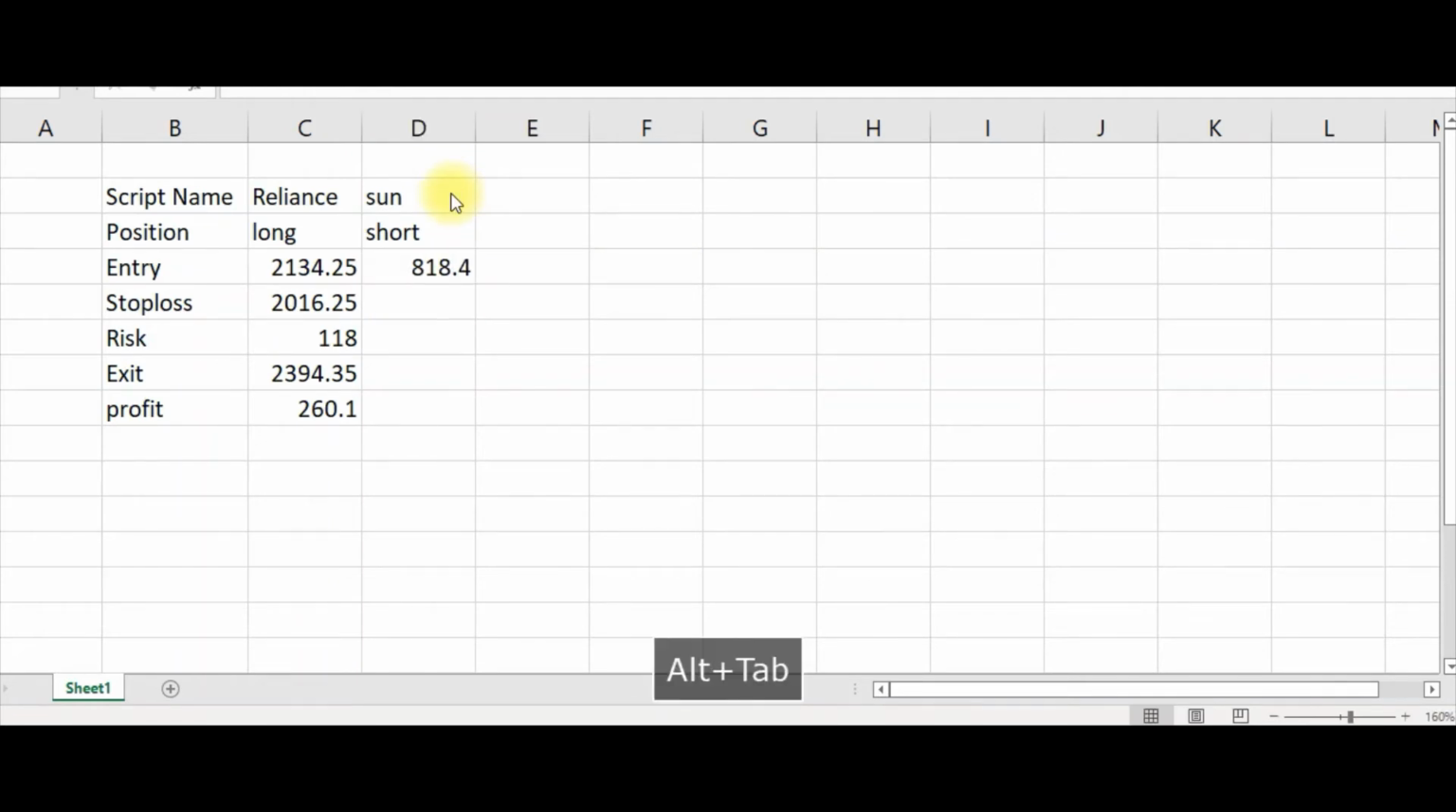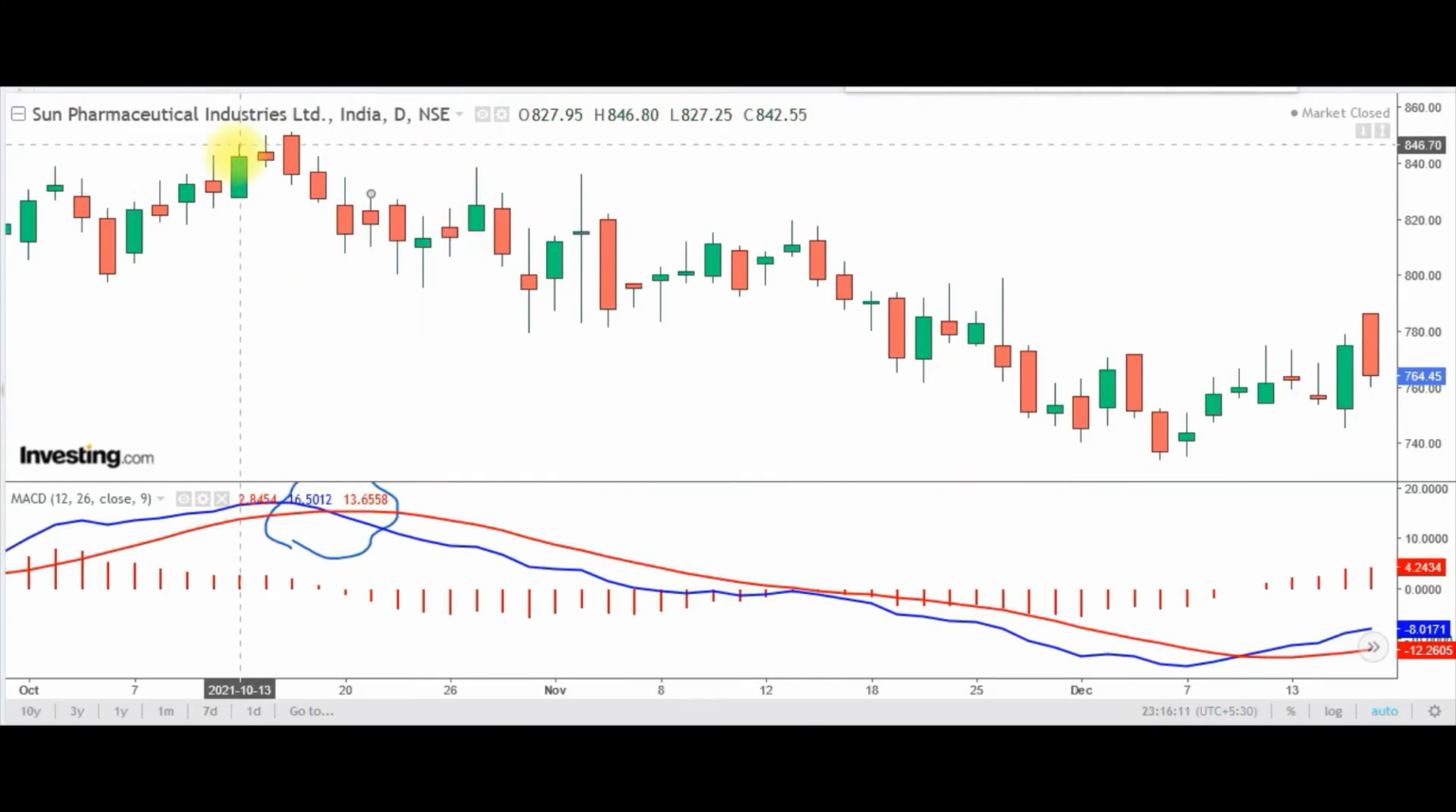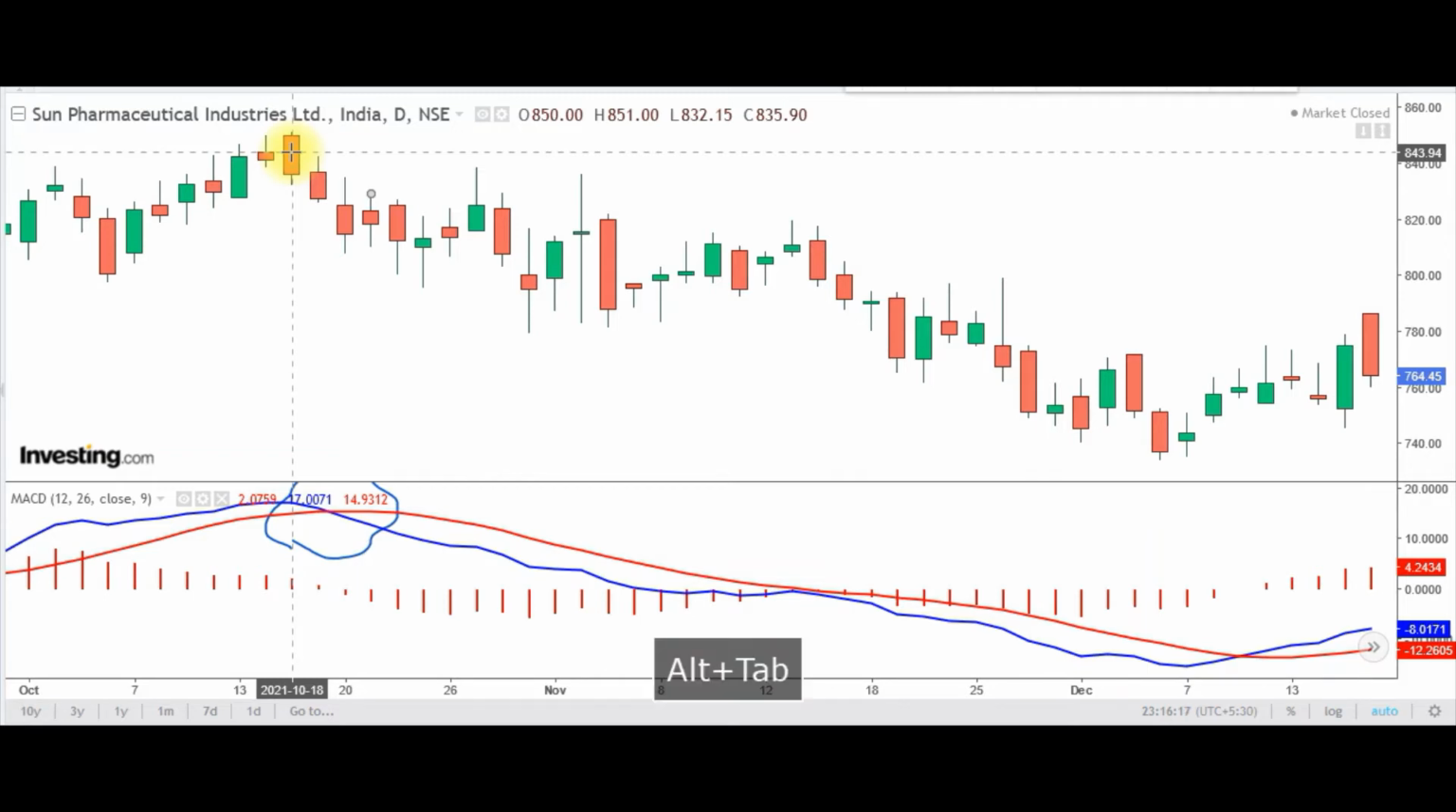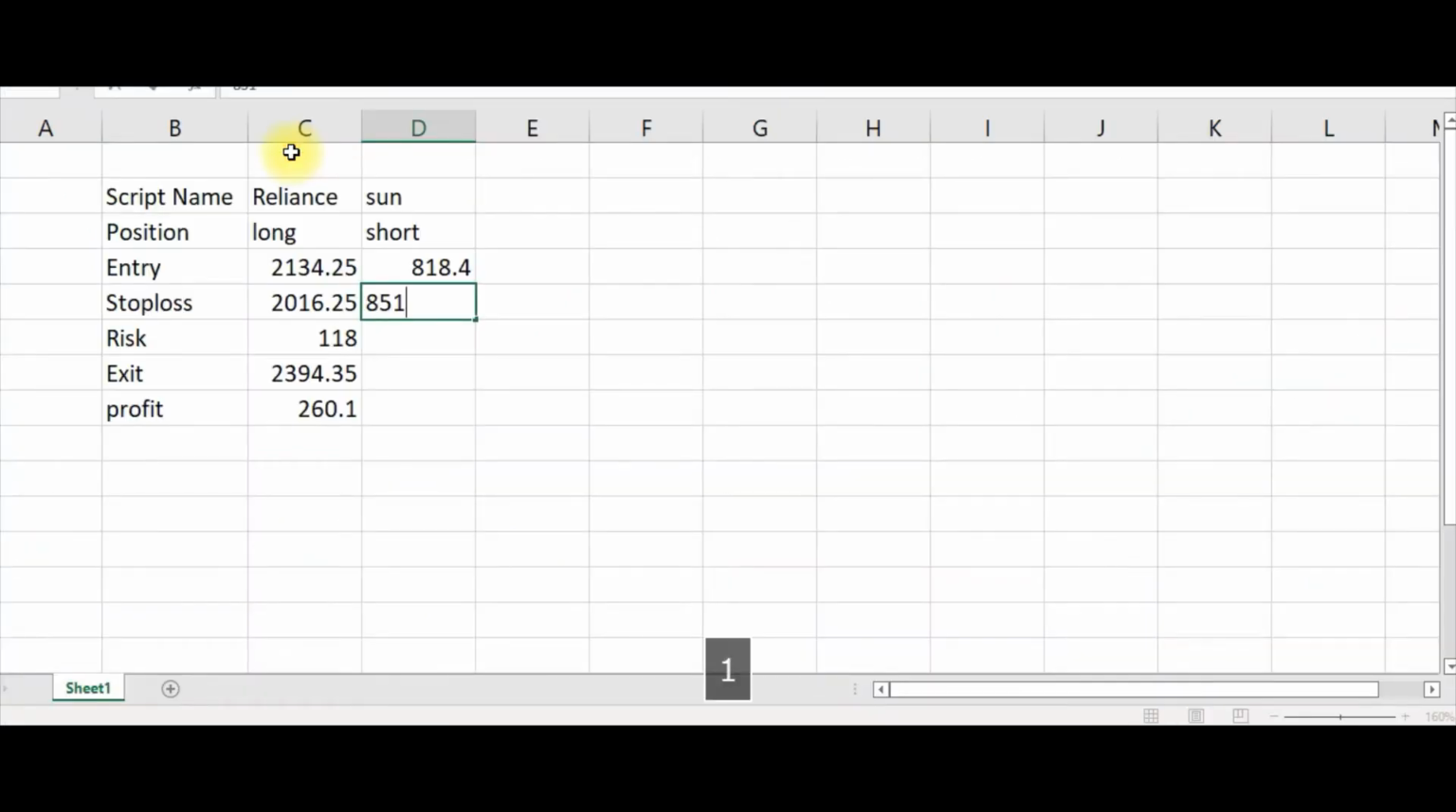And what would be the stop loss? The previous swing high, that is the high of this candle, 851. So here our risk will be 851 minus 818.4, that is 32.6 rupees risk.